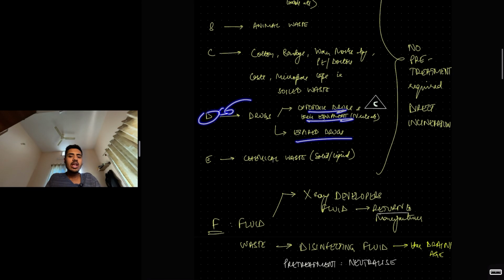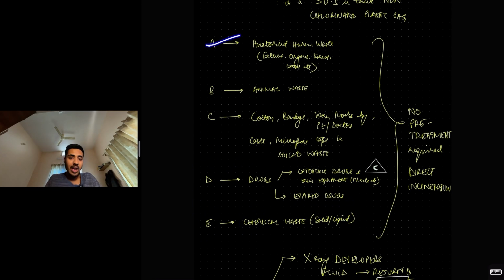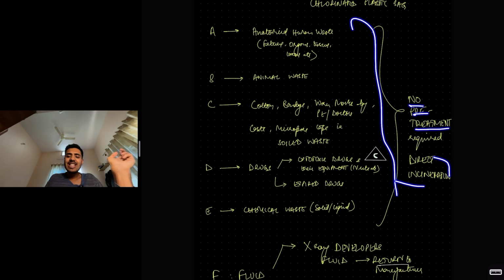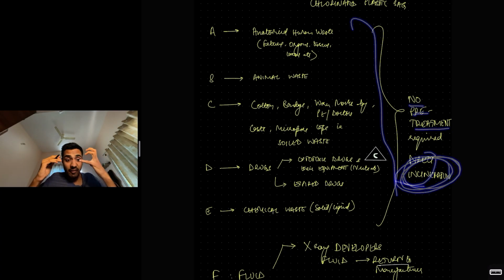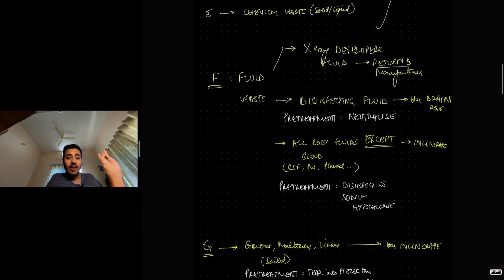E is for chemicals. Chemical waste can be solid or liquid. So what's important to understand is in this yellow A, B, C, D, E: A for anatomical, B for animals, C for soiled waste, D for drugs, and E for chemical waste. There's absolutely no pre-treatment required. You will just incinerate. Yellow for fire, fire for incineration. That's all. Simple. F, G, H is a bit different.